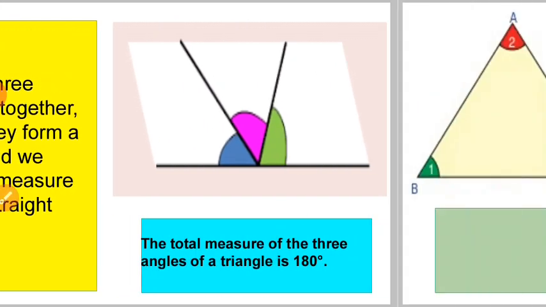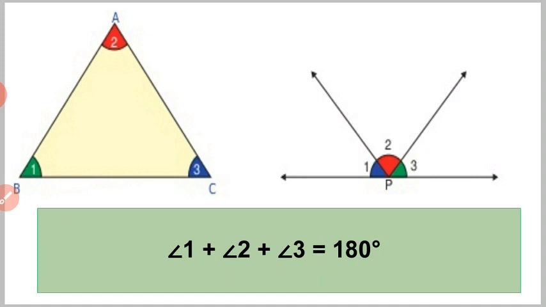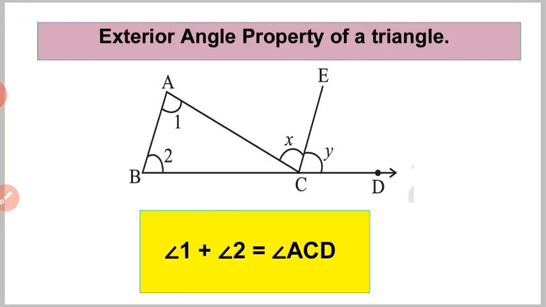Let's see mathematically how we can prove it. So what we are saying is that in a triangle, the sum of all interior angles is 180 degree, and this is angle sum property of a triangle. Let's verify it mathematically, but before that let us recall what is exterior angle property of a triangle.